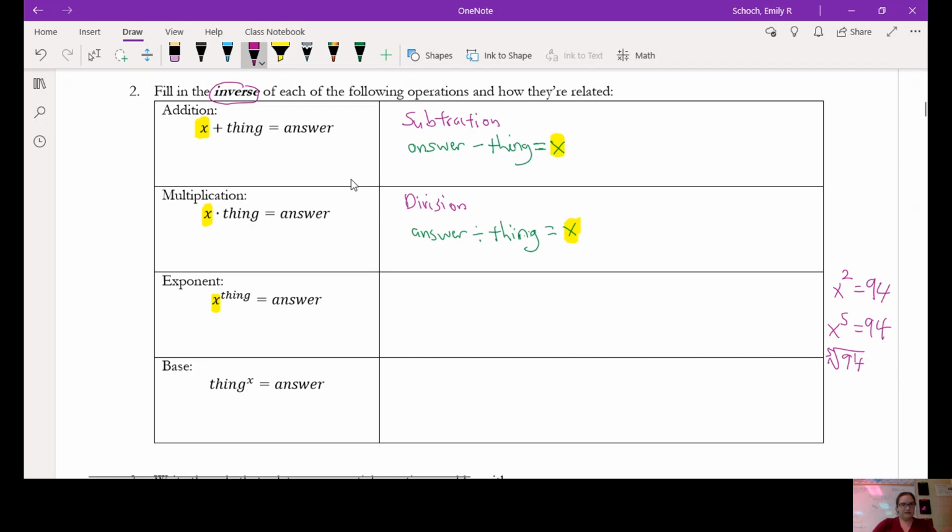So the inverse of exponents are roots, right? If you want to solve for the base, get rid of the exponent and solve for the base, you take the root of something. So it is the thing root, whatever that exponent is. The thing root of the answer will get you back to x. Okay, this says answer. My thing is being a little slow right now.